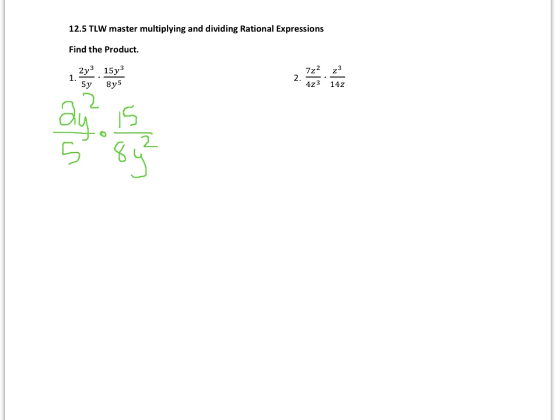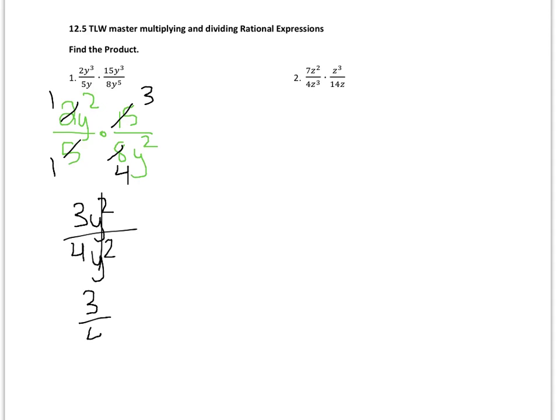So now I look to multiply, but can I simplify anything? So let me see. Yeah, 1, 3, 1, 4. So I get 1 times 3 is 3. I still have y squared on the top. 1 times 4 is 4, so I have y squared on the bottom. But what's y squared divided by y squared? Well, it's 1. So you have 3 over 4.